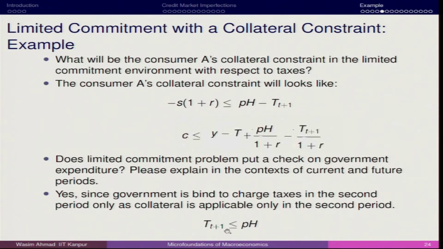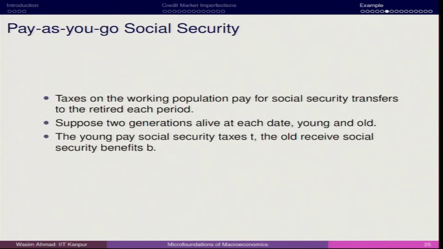So, as long as this is higher, government does not care if the individual will not pay the taxes. Government will simply seize that pH and sell it in the market and get the higher value. So, as long as the pH value is greater than Tt plus 1, the size of the government will not matter. But if pH is less than Tt plus 1, then the government size will matter, because the government will not be able to extract the same amount of tax that the individual is supposed to pay.